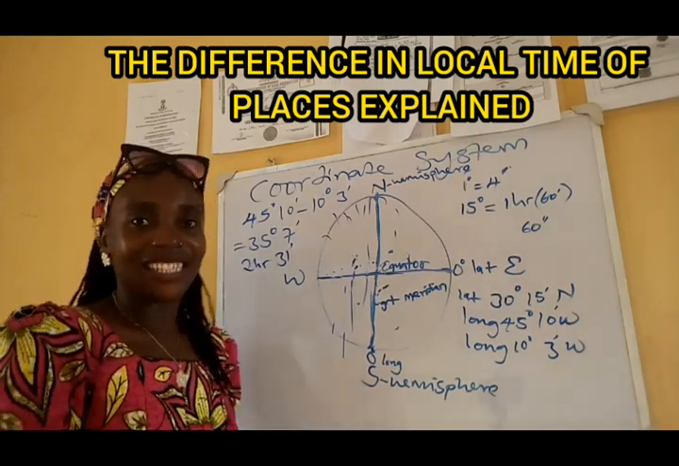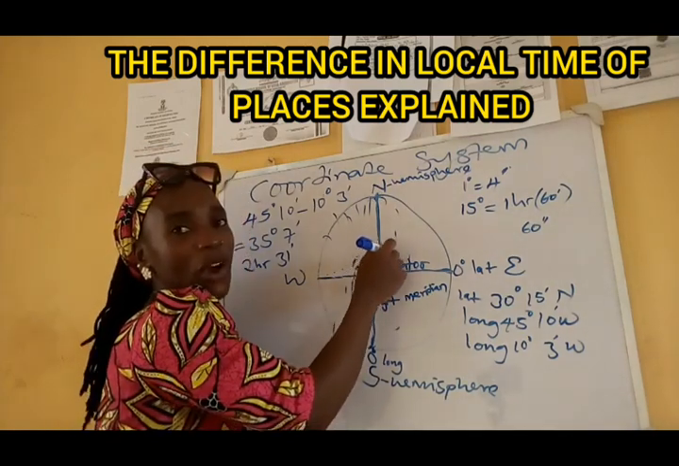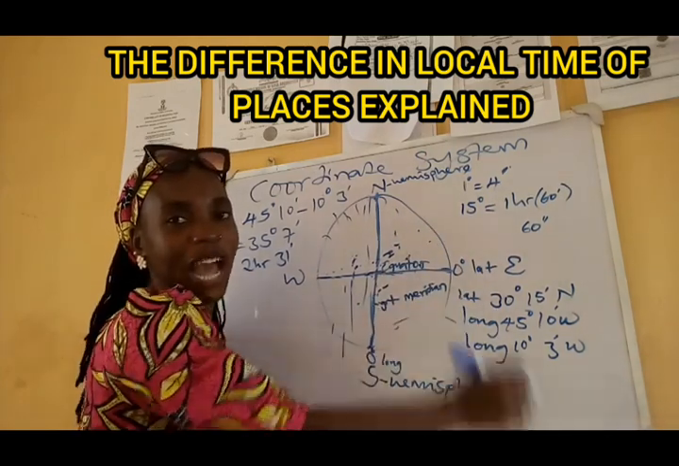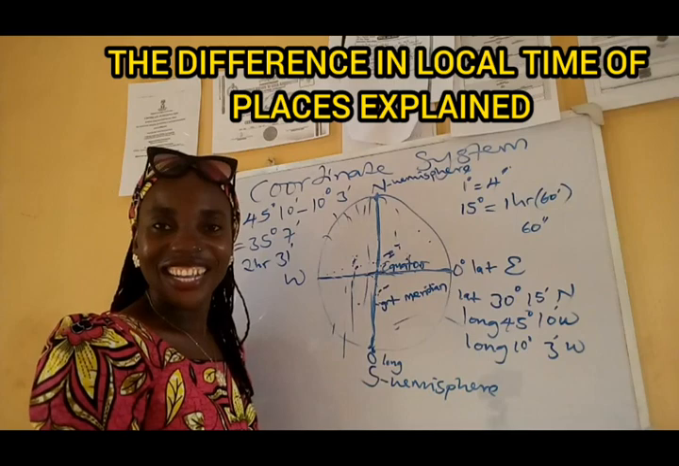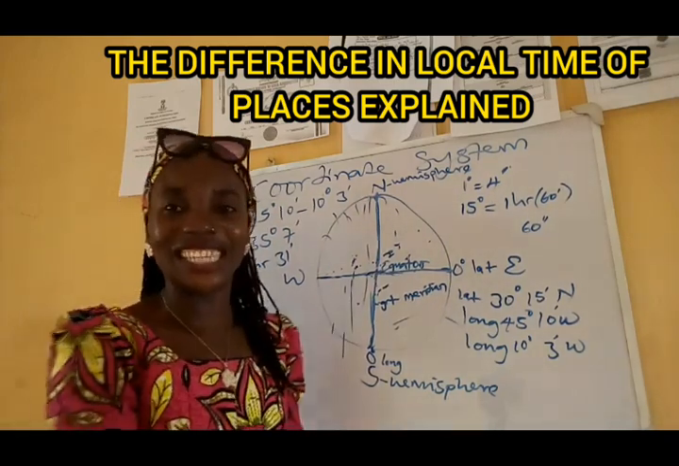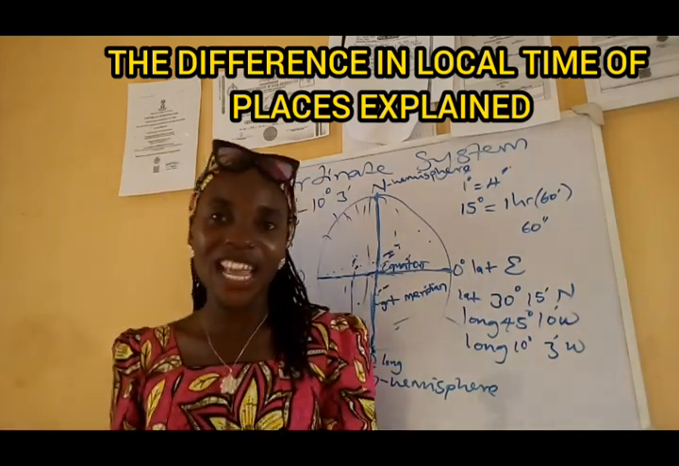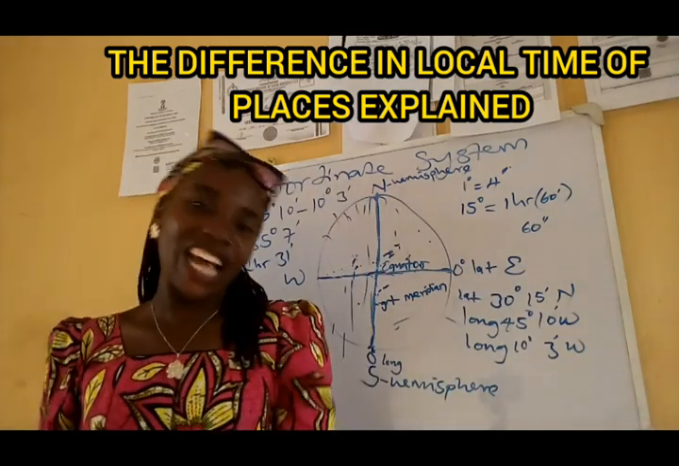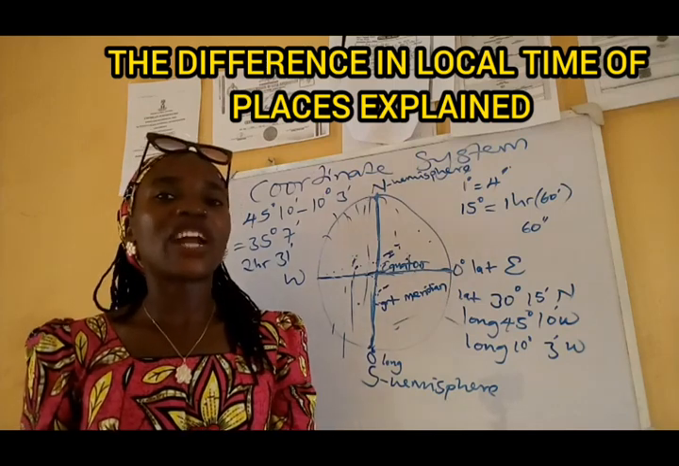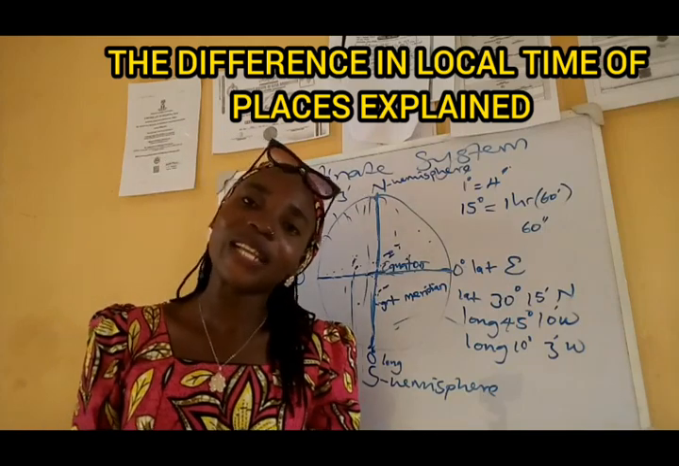So you see, it's no rocket science. Do you want me to teach you 23.5 degrees, tropical Cancer, tropical Capricorn? Is that what you want to hear me say? Or 66.5 degrees, and so on, to the North Pole and the South Pole? That's not what we're doing now. We're talking about difference in local time. This is how simple it is to calculate the difference in local time.